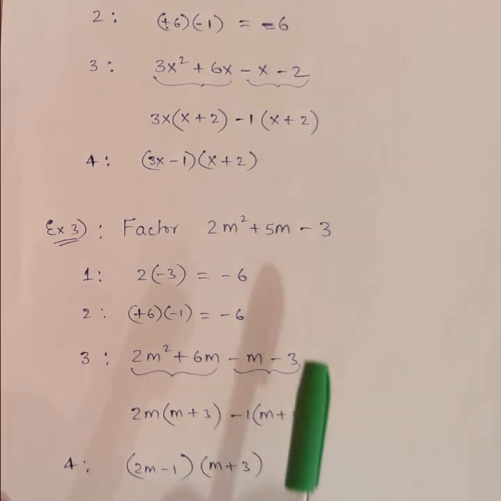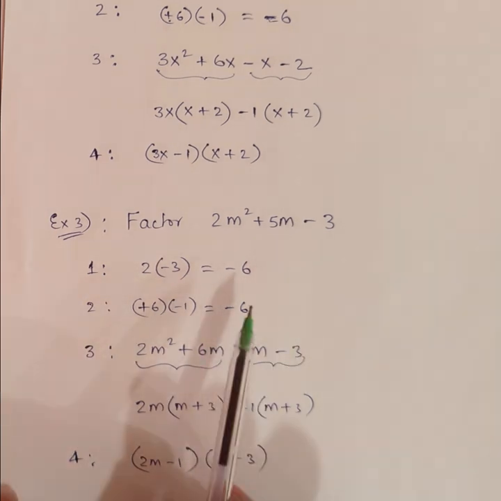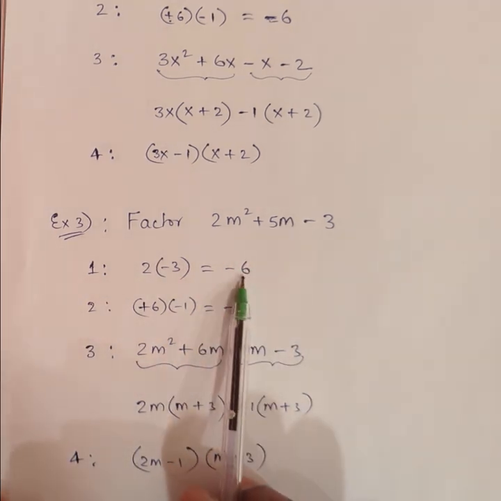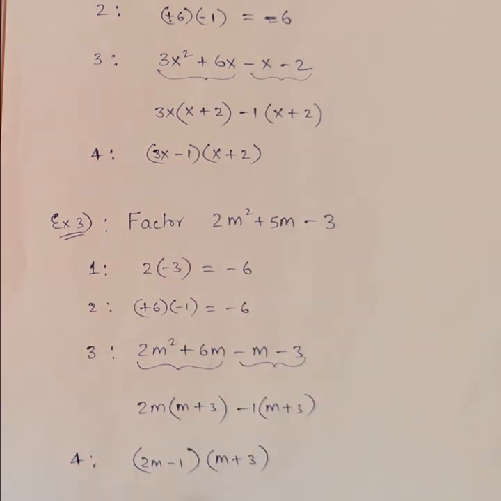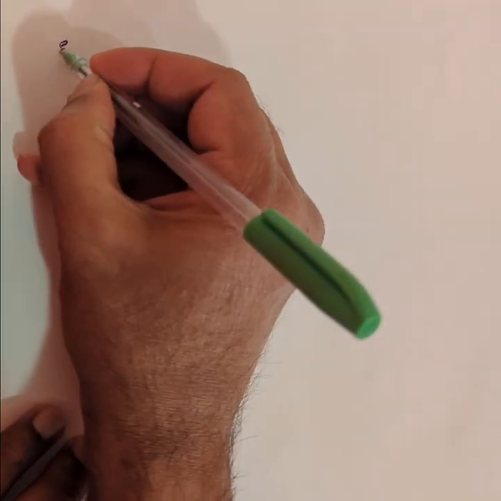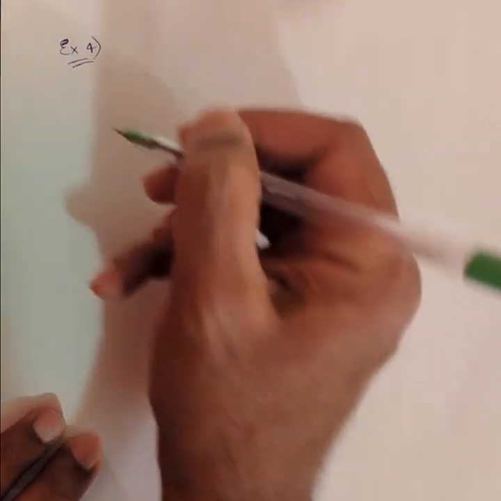I went a little bit faster on this because you have already seen what two numbers multiply to give -6 and add to give +5. So let's look at one more example where we don't have that, we have some different numbers. So example 4. Let's talk about this one.